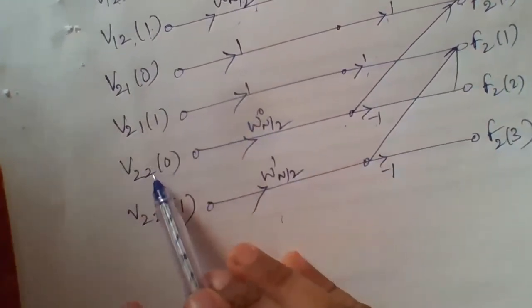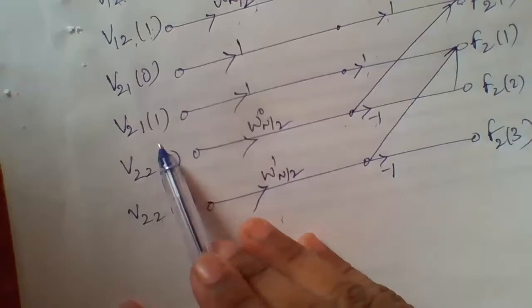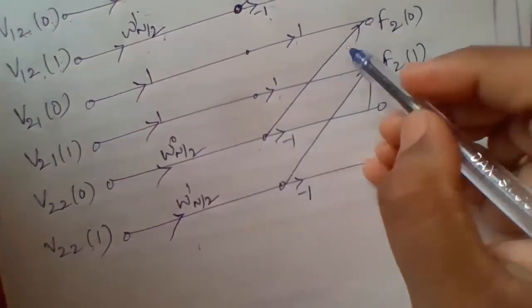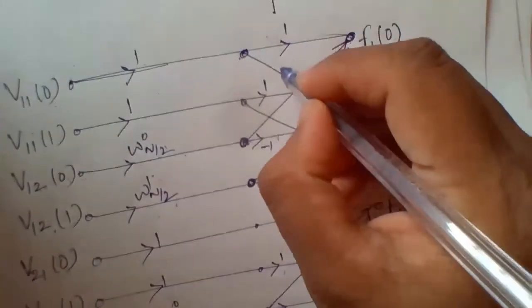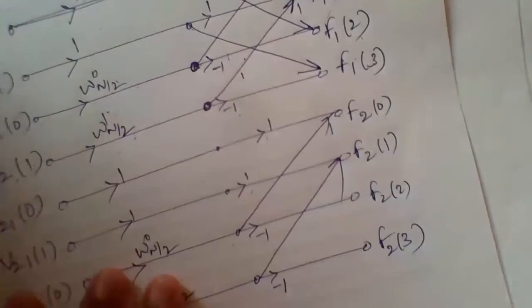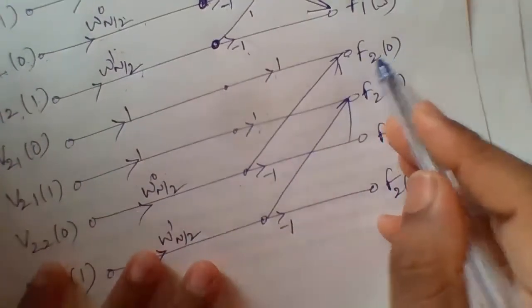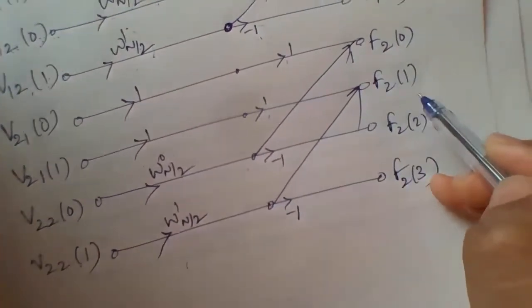In the third line, what I have is v22 of 0 multiplied by w raised to 0 n by 2, and then directly its branch gain is 1 only. So here, everywhere I have to write the branch gain, their values are plus 1 only. So here also plus 1. So f2 of 0 is available. Similarly, f2 of 1 also.